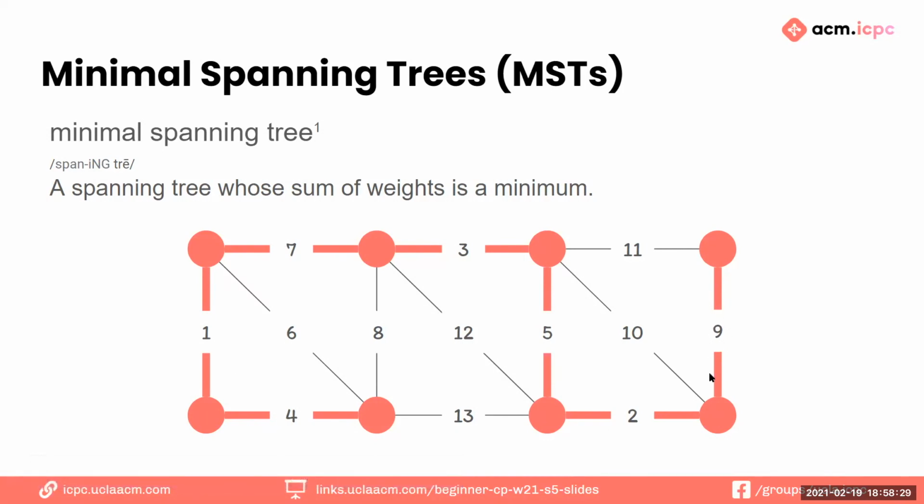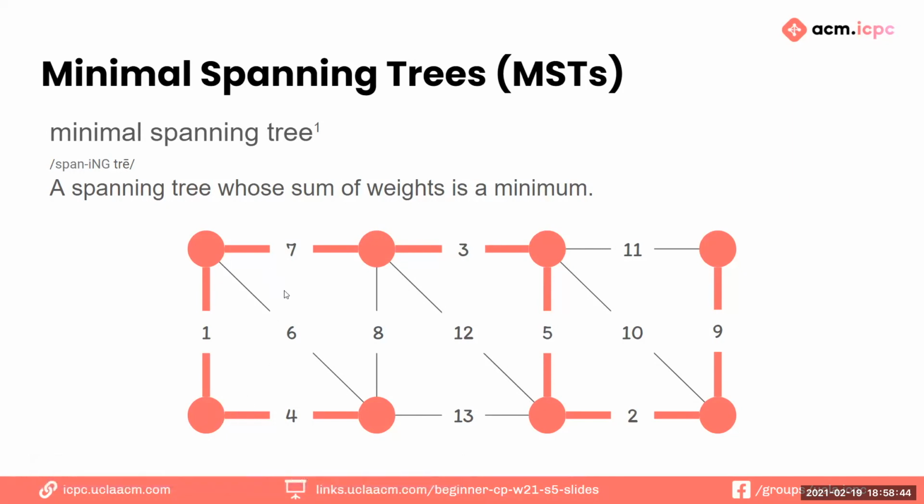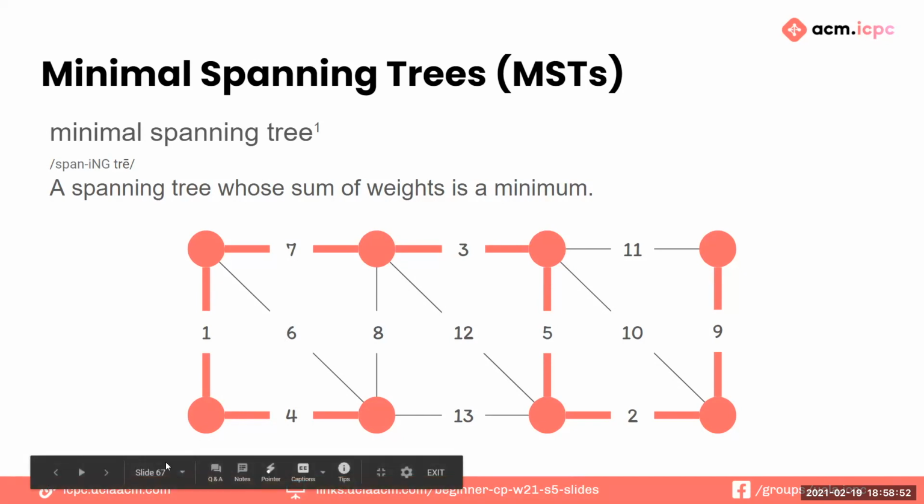So you can't find a different spanning tree that has a smaller weight than this one. This is the minimum spanning tree. Does anyone have any questions about this definition? No questions? Okay, cool.